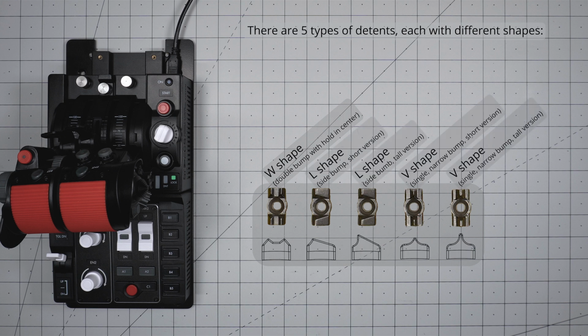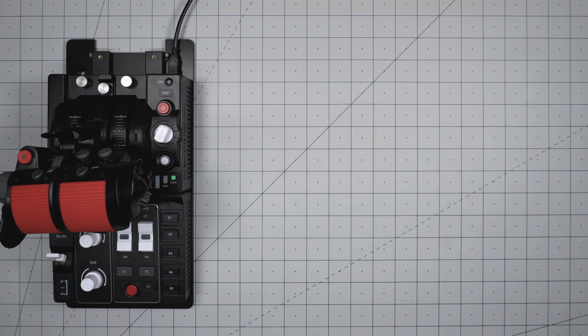The 5 detent shapes are as follows. W, with a hold in the center. L, with a short asymmetrical bump. Tall L, with a taller asymmetrical bump. V, with a short centered bump. And tall V, with a taller centered bump.